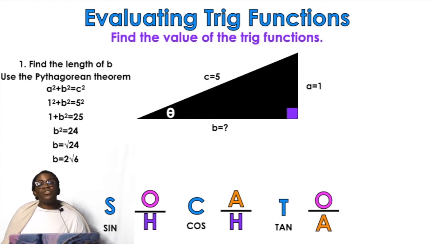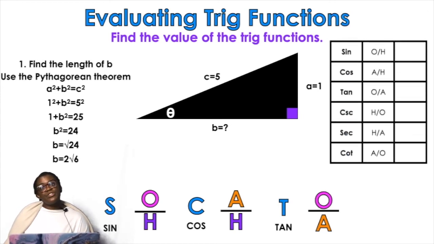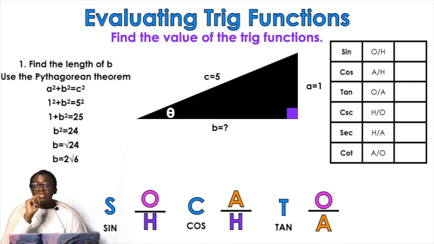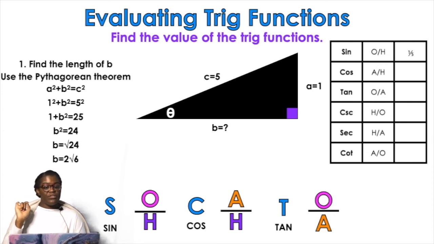So now that I have all three sides of the triangle, I can go ahead and do my trig functions, right? Okay, so sine is opposite over hypotenuse. Locate the theta. Where is the theta? You see it, it's in the bottom. So where's the opposite side? 1. Where is the hypotenuse? 5. My sine is 1 over 5.